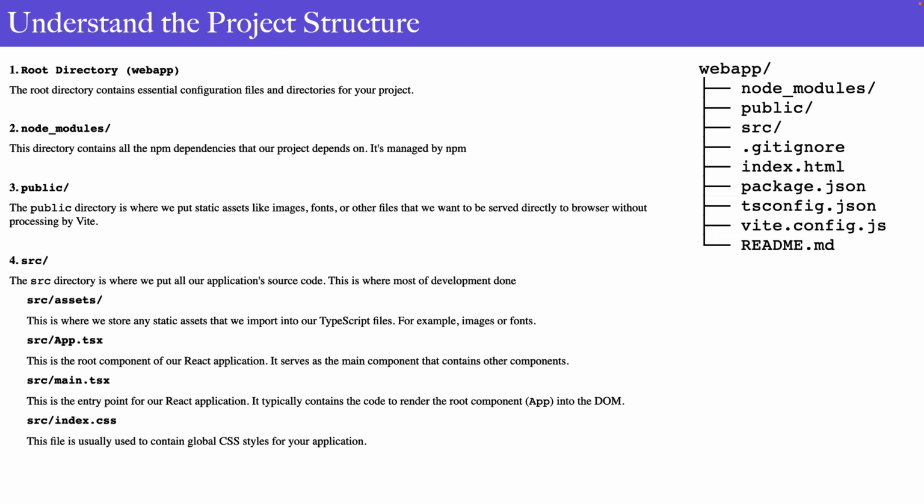Next is the src folder. This source directory is where we put all of our application source code. This is where we spend most of our development time. Inside this, we have the assets folder. This is where we store the static assets that are imported into the TypeScript files. Inside this, we will add the logos and other images that are required for our project. We will import these assets inside our TypeScript files and use them in our project.